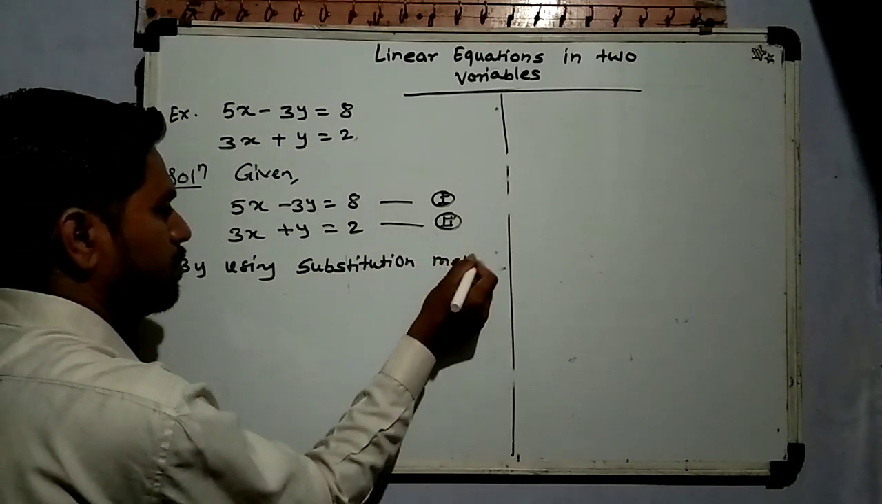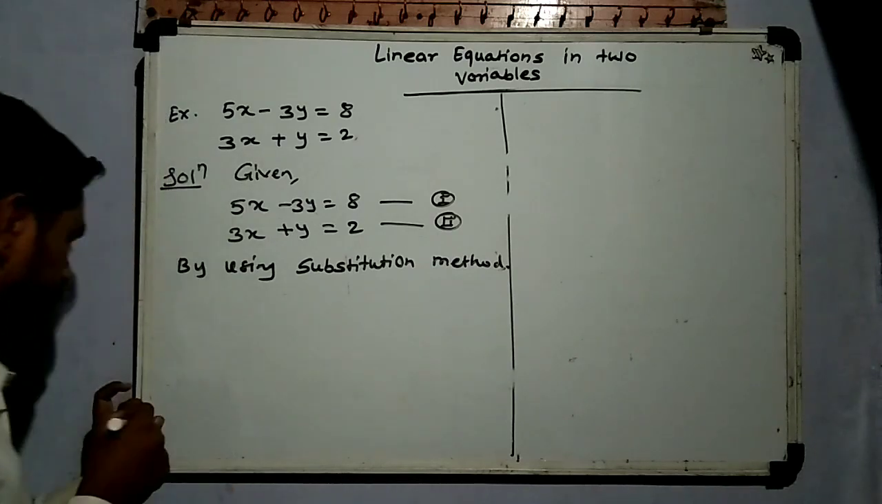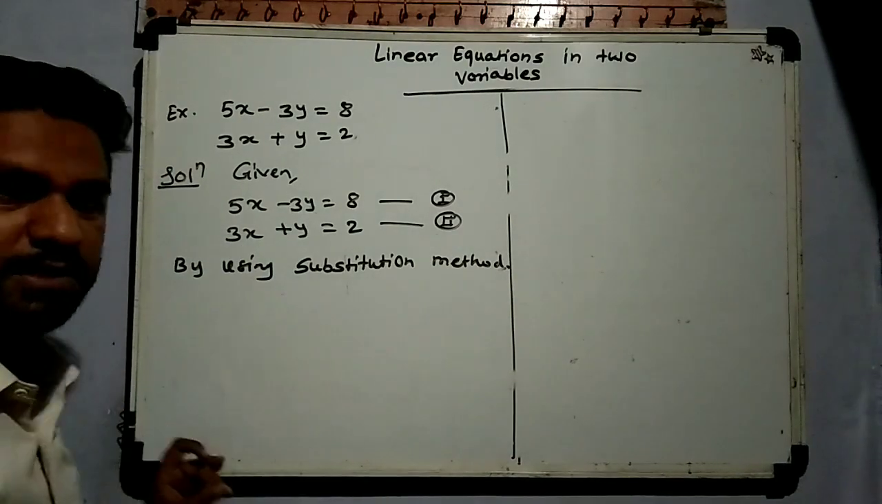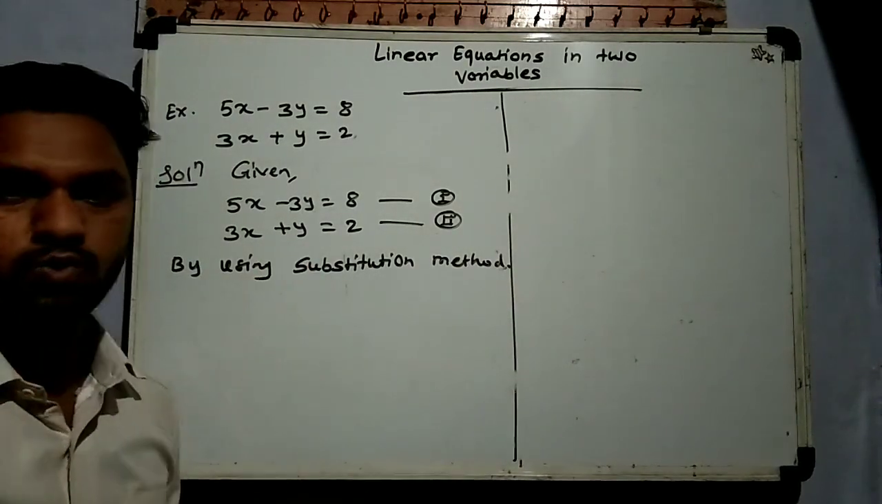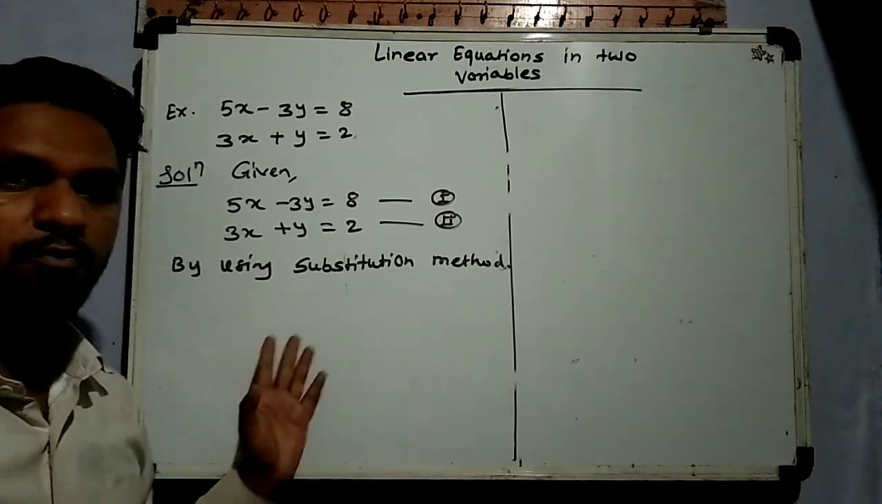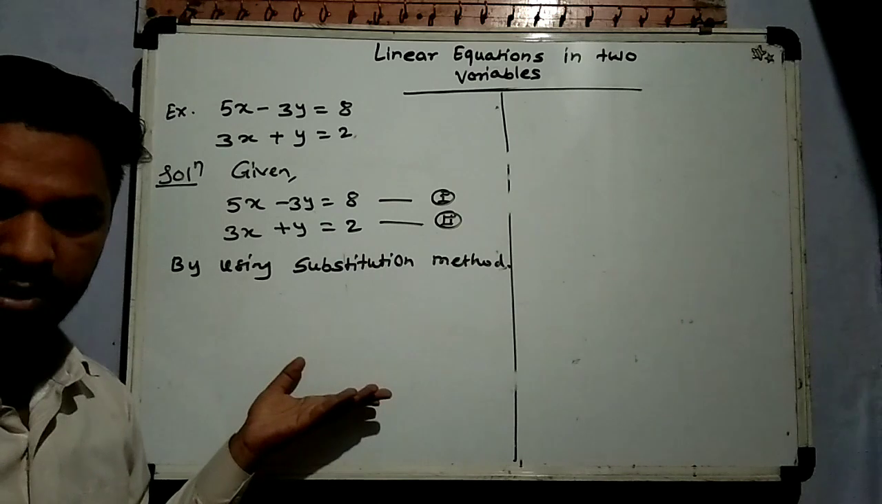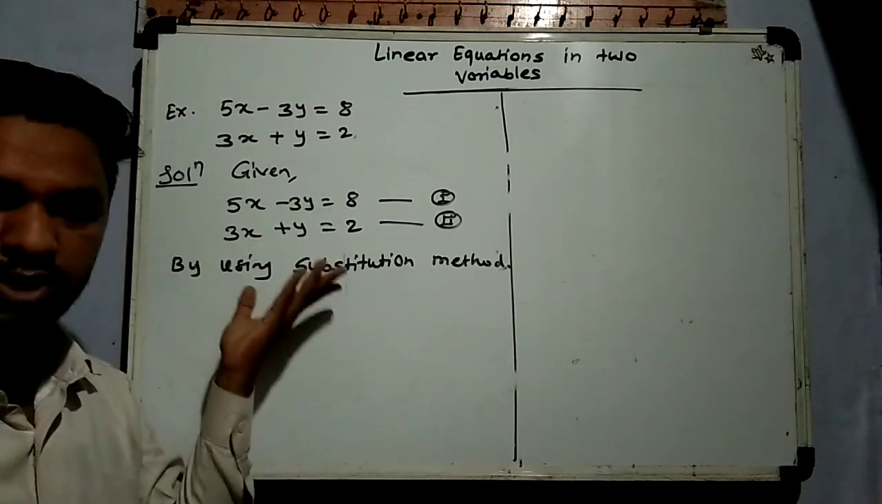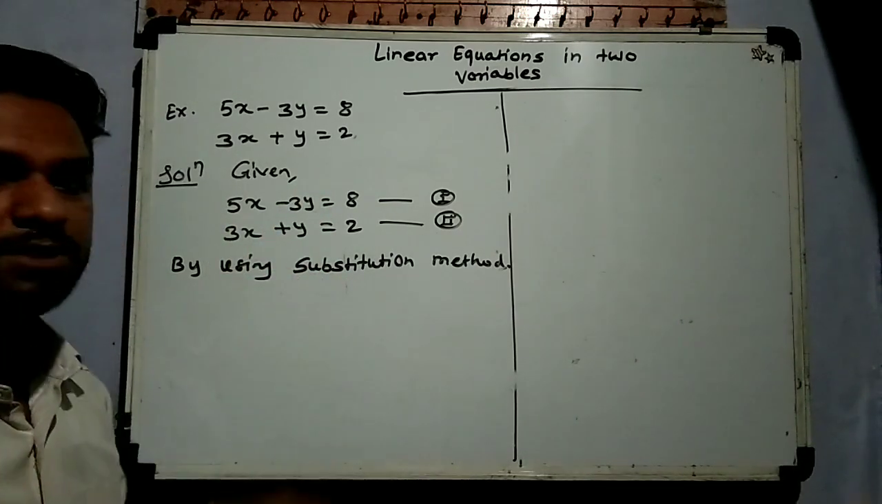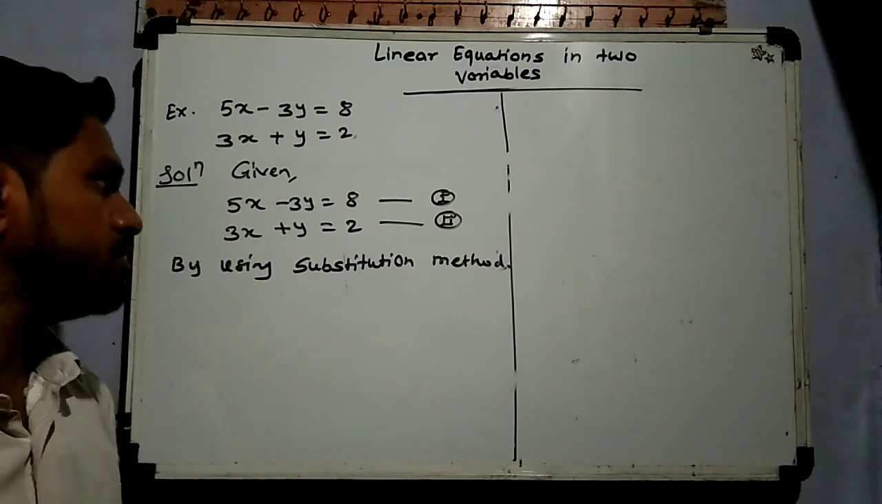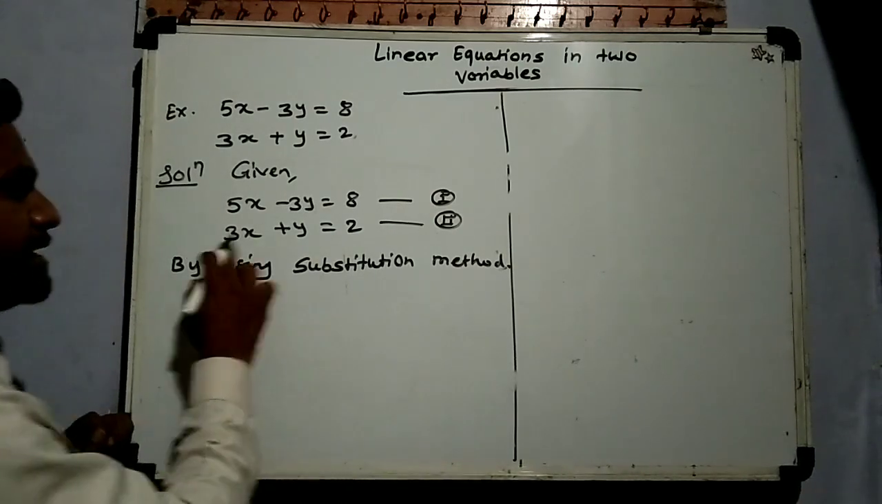Okay, so substitution method means what? You just take any equation from these two equations, find the value of one variable, and substitute this value in the other equation. Okay, and by using this, find the value of the other variable. Okay, I just take equation number 2.